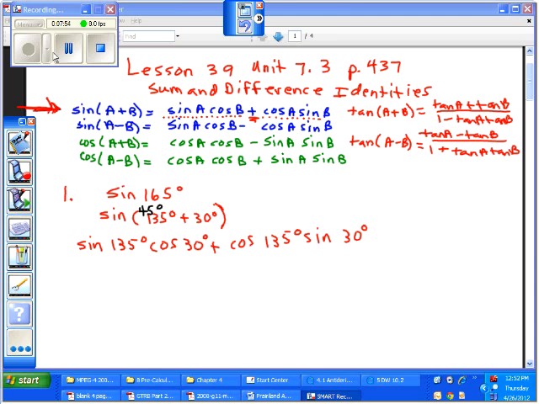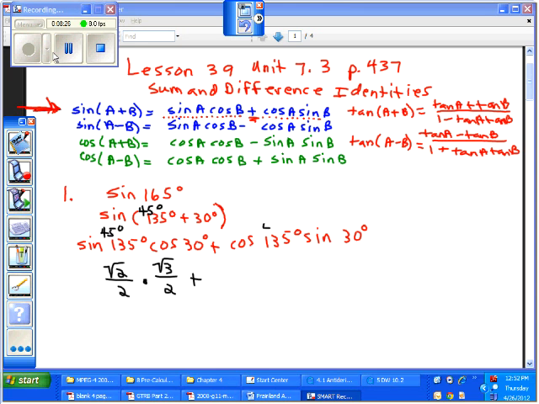How's that? Now, the sine of 135, the reference angle is 45 degrees. So what is the sine of 45? Square root 2 over 2. What quadrant is 135 in? 2. Is sine positive or negative in quadrant 2? Positive, so it's positive square root 2 over 2. And we have cosine 30. What's cosine 30? Square root 3 over 2. If you don't know these answers, you need to study your unit circle.